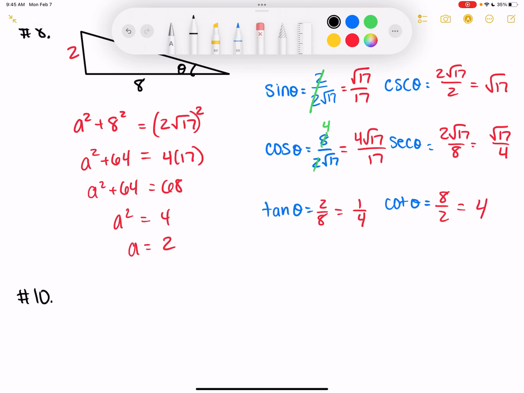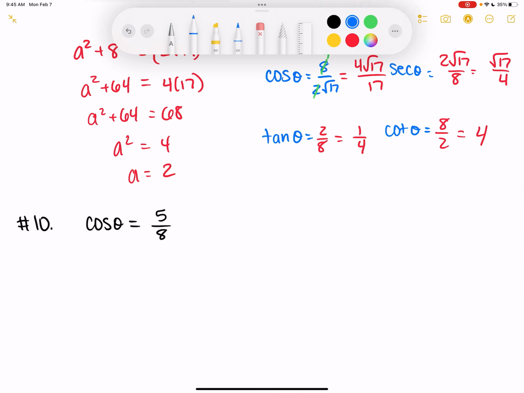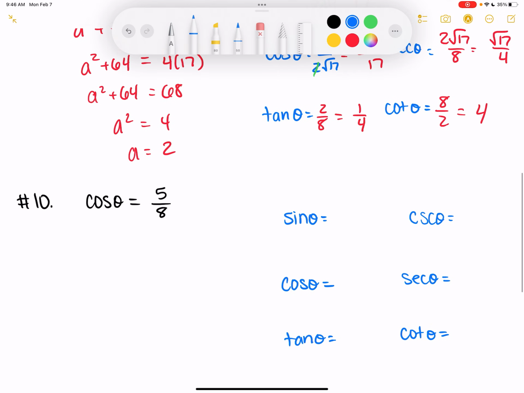So 10, we've got cosine of theta is equal to 5 over 8. Okay, so what I always do when I get a problem like this is I always go ahead and set up my answer section. I'll show you, don't worry.